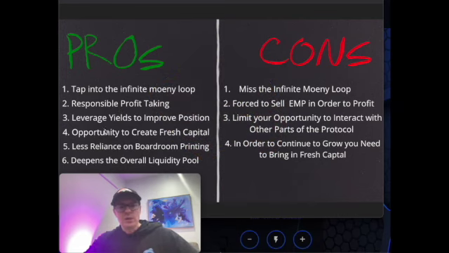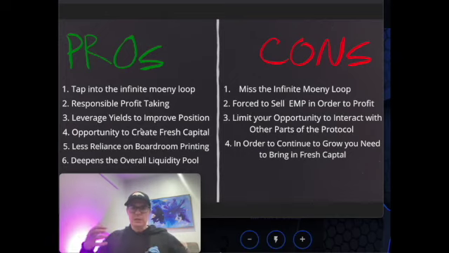The third thing is you can leverage the yields to improve your position. And again, that sort of goes back to the infinite money loop. So you're able to sell off the eShares and you're able to create yields and improve your position by selling those eShares and bringing it back by pairing up and just continuing that loop over and over and over. So it's a really good play if you can get yourself into that position. Again, the opportunity to create fresh capital again comes through the farms and comes through eShare. So you obviously wanted to be doing that.